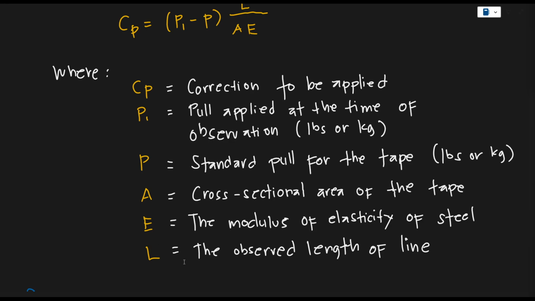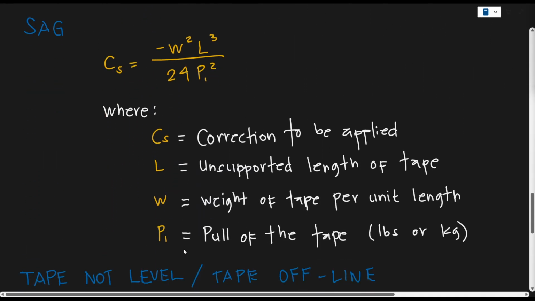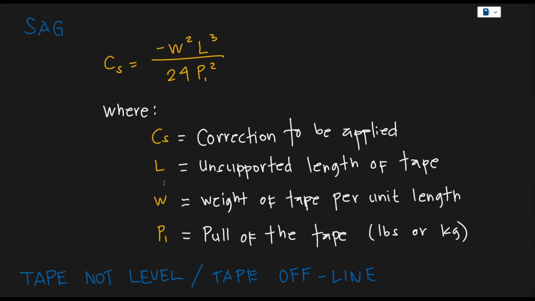This is also usually given. And then finally, we have L, the observed length of line. We have sag right here. Okay, so CS is equal to negative W squared times L cubed over 24 pi, P1 squared.